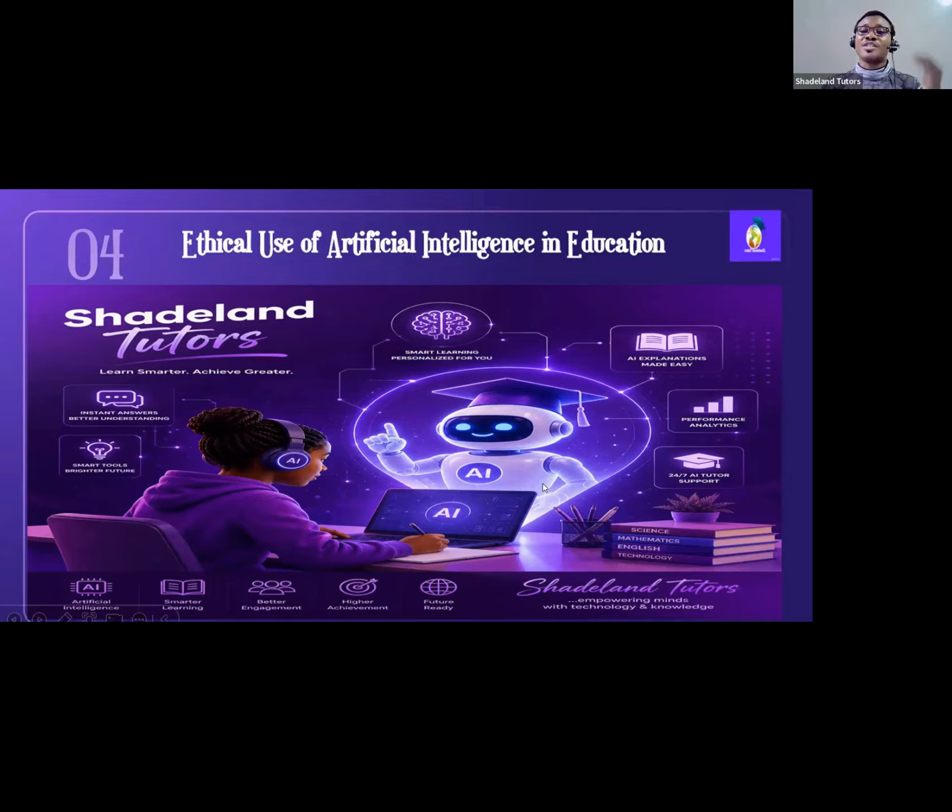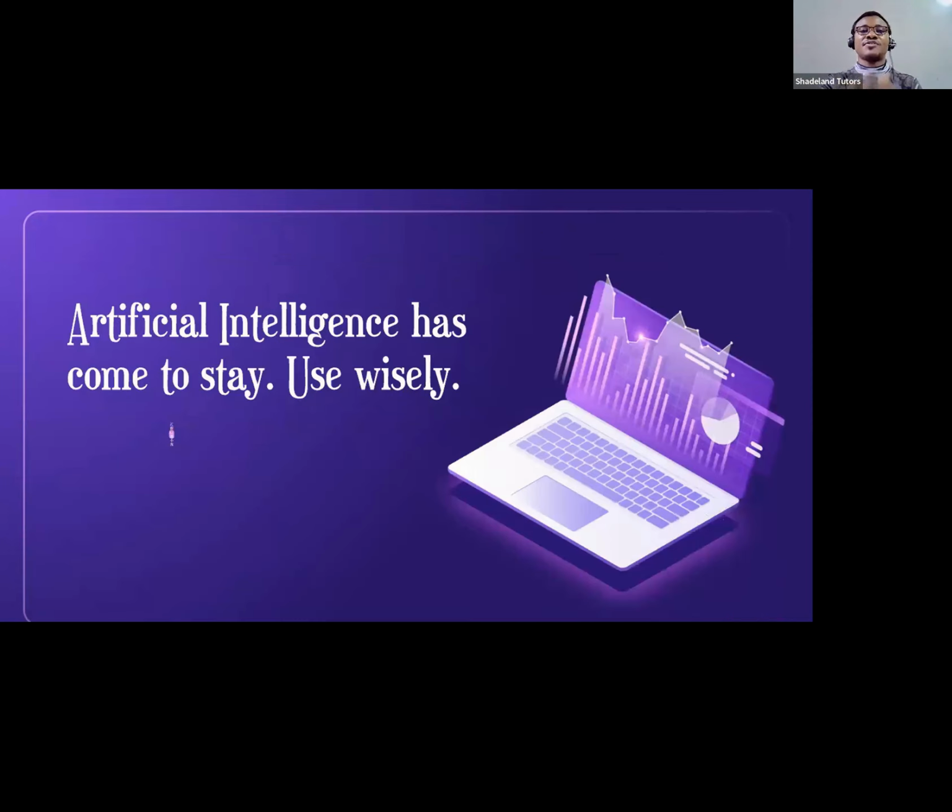intelligently, so that it does not affect your cognitive ability. Because if AI now does every thinking for you, you don't have sense again. AI is the one that has the sense. You are now the AI's assistant, and you'll be thinking that you are the one. So what are we trying to say? Use it intelligently. How? Artificial intelligence has come to stay. You must use it wisely.